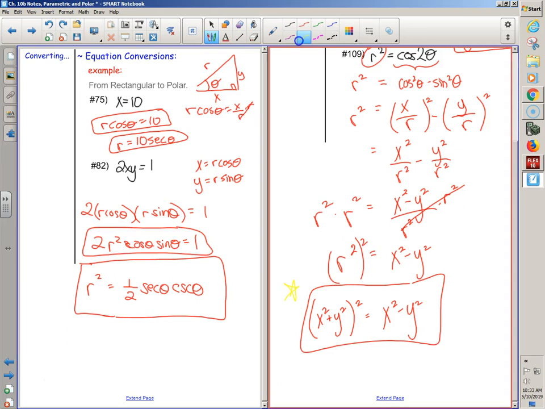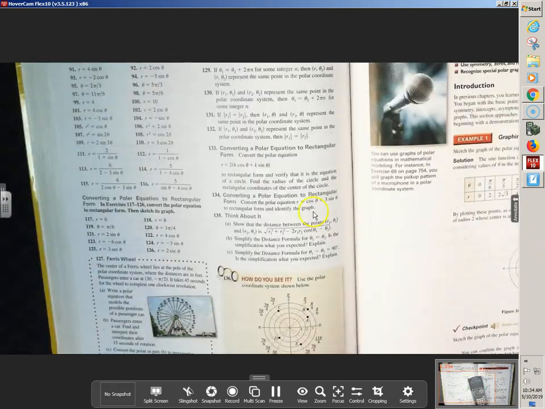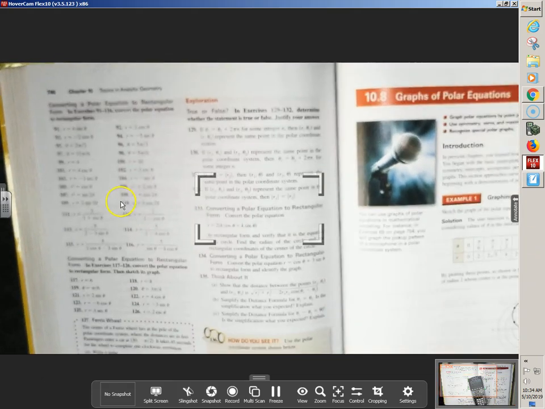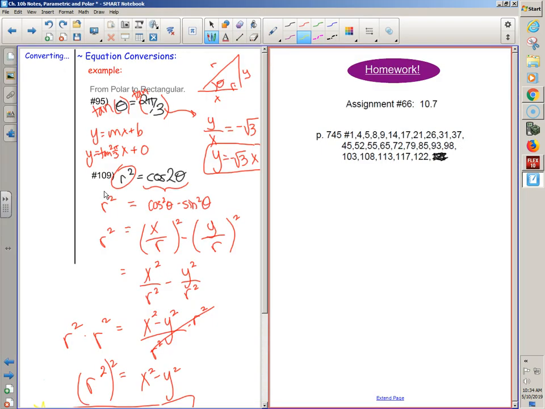So where does that bring us? 2B, end of homework, taking out the Ferris wheel problem. That was number 109. That's weird, 109 is at the end of this section over here. And not all of them, guys. The cosine 2 thetas, those are the nasty ones, or the sine 2 thetas. You have to go back to old formulas to try to get those. Number 109 would have been the worst.